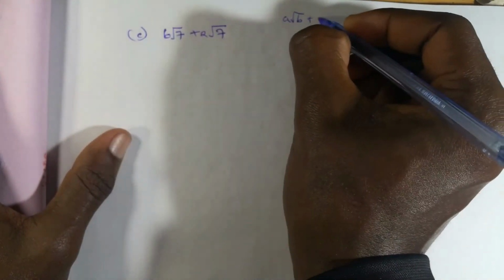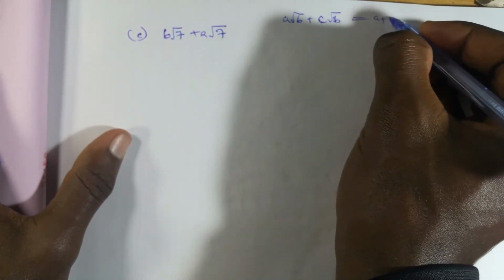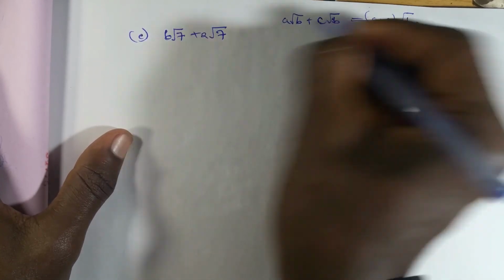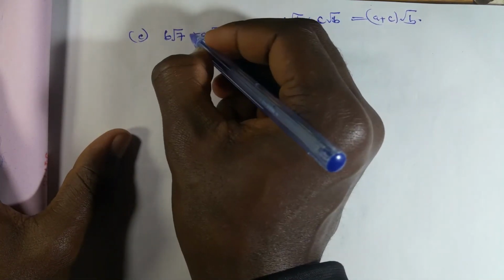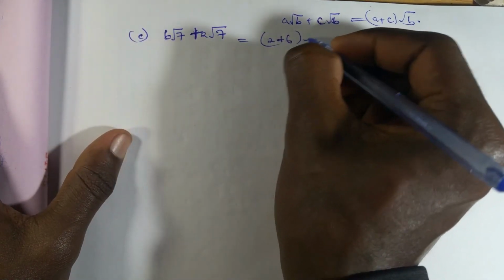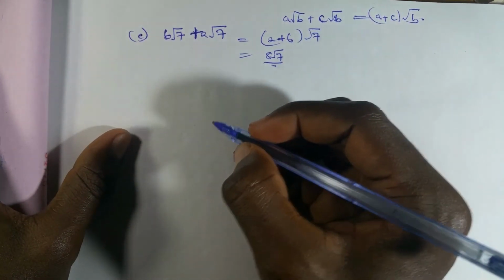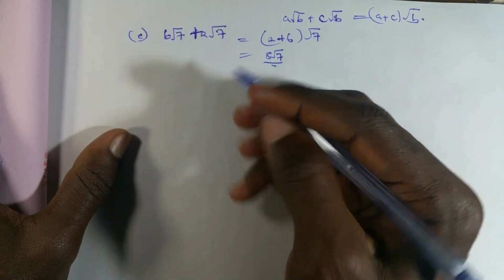Now let me say (c). We have another one, 6 root 7 plus 2 root 7. We are applying that property: you know that is the same as (a plus c) root b. So this one is simply 2 plus 6, root 7, which is the same as 8 root 7. That one is already simplified.